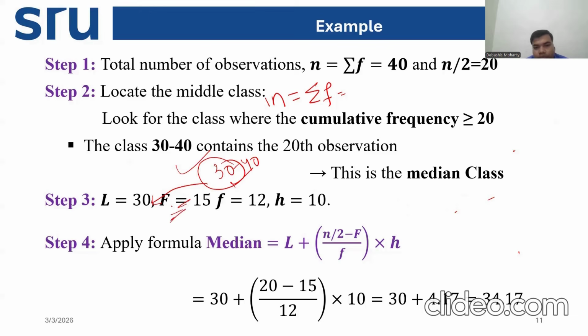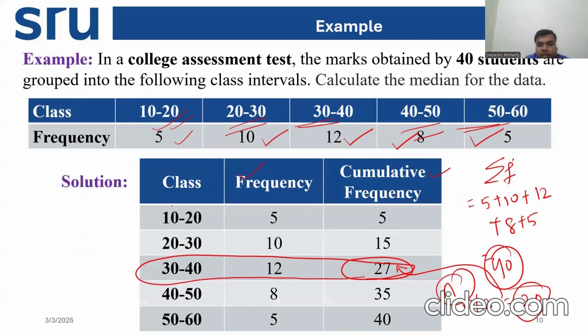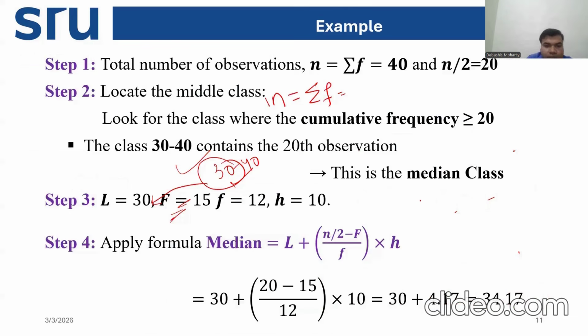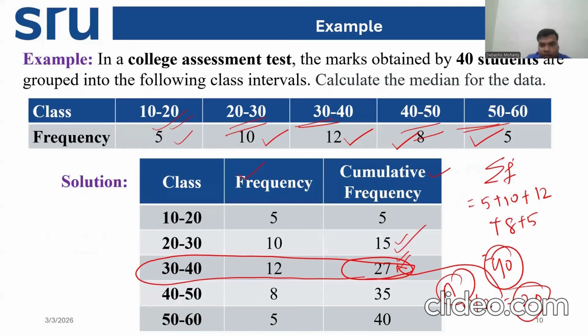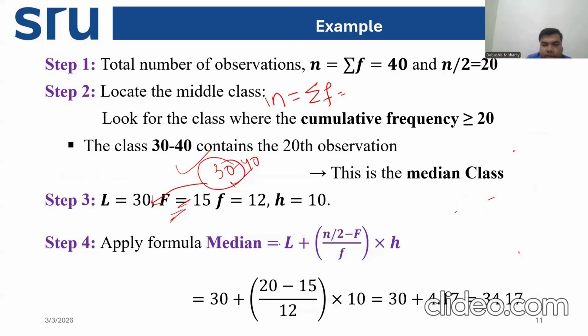Capital F is the cumulative frequency before the median class. You can see the cumulative frequency before the median class is 15. So here capital F is 15. Small f is the frequency of the median class. For 30 to 40, the frequency is 12, right? So the small f value is 12. This is the frequency of the median class.